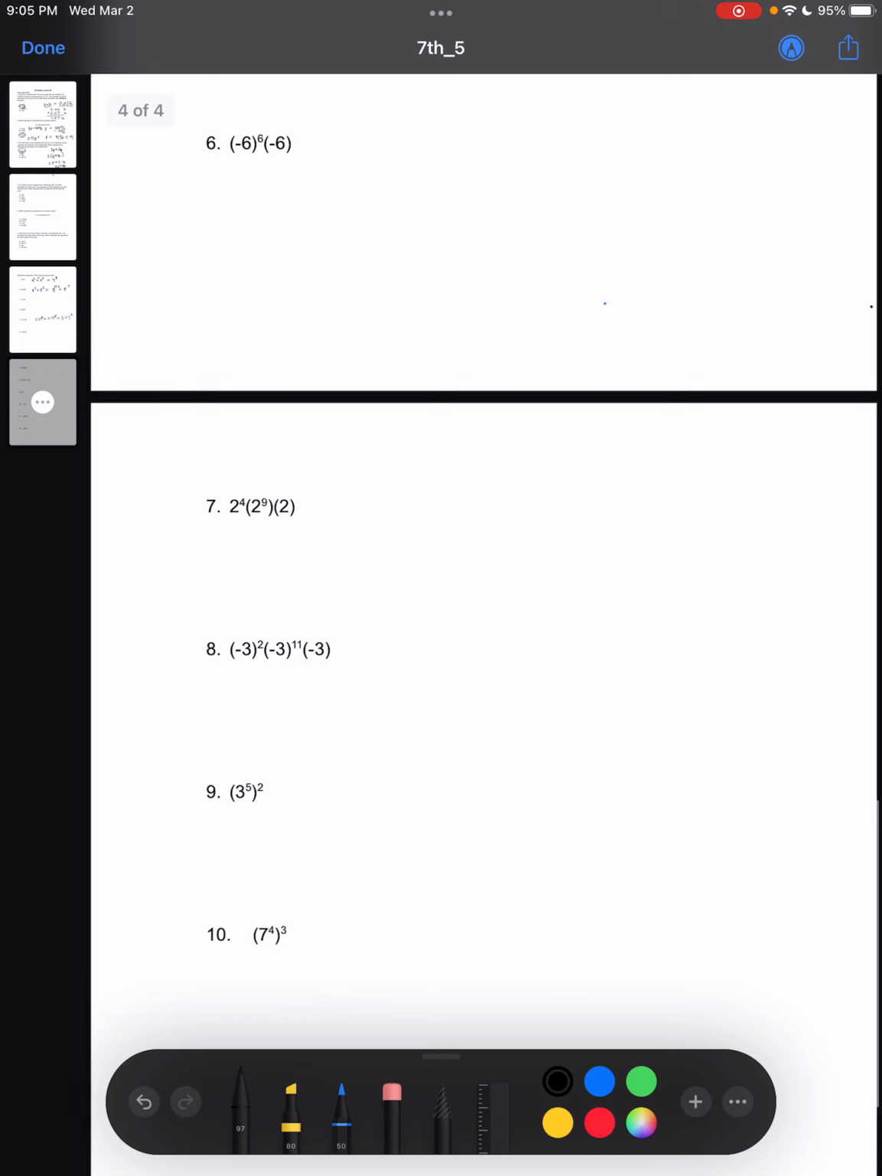We can take a look at, say, number 7. We have 2 to the 4 times 2 to the 9. Let me rewrite these without the parentheses. We have 2 to the 4 times 2 to the 9 times 2 to the 1.